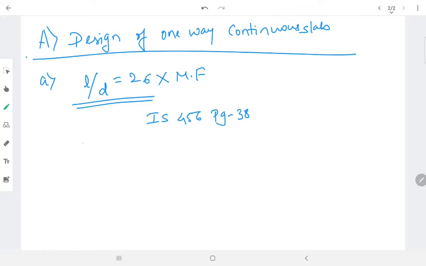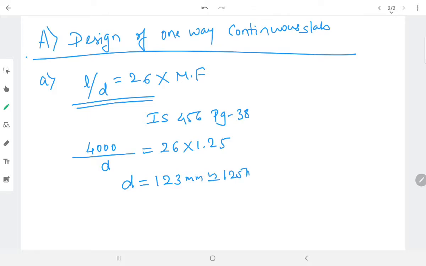And here L is 4000, that is the spacing of the portal frame, divided by depth equals 26 into modification factor, which is taken as 1.25. So depth of that slab you will get around 123 mm. You can just round it off to 125 mm. So this is the depth of the slab.